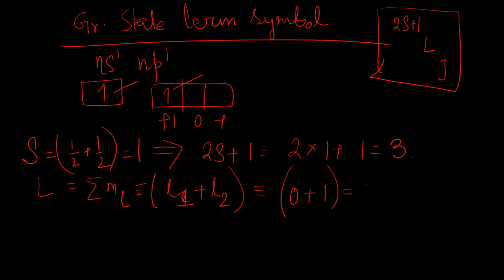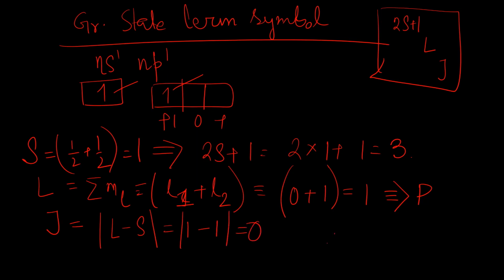So the L value is 1, which denotes P. The L value is P. And J, it is less than half filled, we can see. Write the value L minus S. So L value is 1, S value is also 1, so J value is 0. So the ground state term symbol is 3P0.